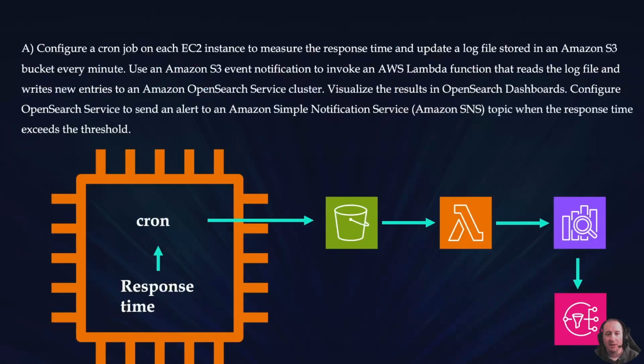So looking at our first option here, configure a cron job at each EC2 instance to measure the response time and update the log file stored in S3 bucket every minute. We use S3 to send an event notification to invoke an AWS Lambda function that reads the log file and writes the new entries into an Amazon OpenSearch cluster. Then we want to visualize the results in OpenSearch dashboards. We're going to configure OpenSearch Service to send an alert to an Amazon SNS topic, which will then send a notification out when the response time exceeds the threshold that we're looking for. That's our first option there.